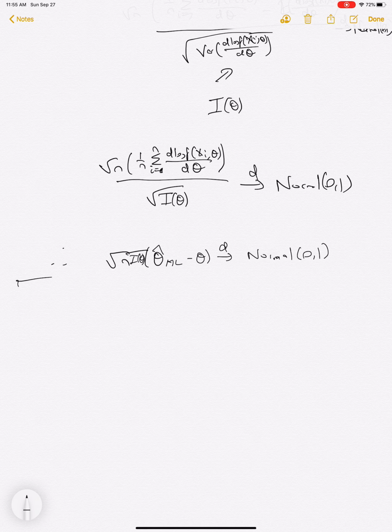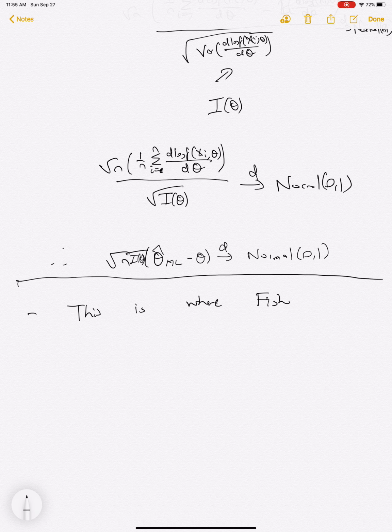Okay, so this is essentially where the Fisher information comes from. It's the variance of the derivative of the log function.